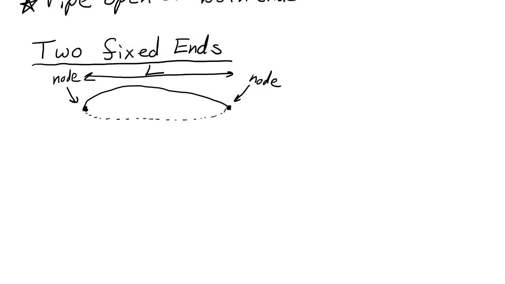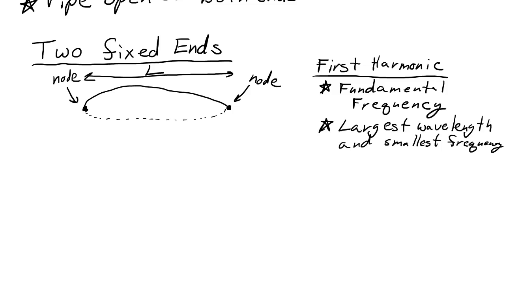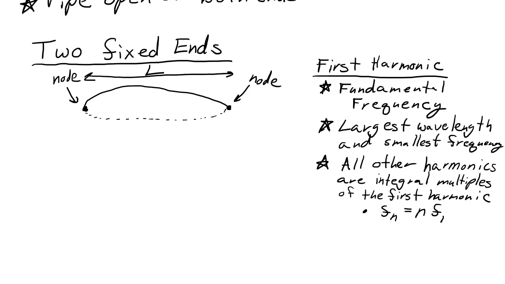Now what we've drawn here is what's known as the first harmonic. The first harmonic is sometimes called the fundamental frequency. It is the largest wavelength and the smallest frequency that is possible to set up a standing wave in this situation. All of the other frequencies which are possible to set up standing waves in this situation are going to be integral multiples of the first harmonic. This means, for example, that if the fundamental frequency is 500 Hertz, the second harmonic will be 1000 Hertz, and the third harmonic will be 1500 Hertz.